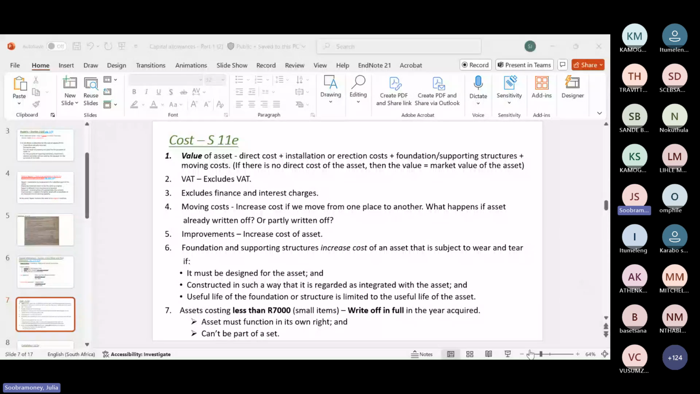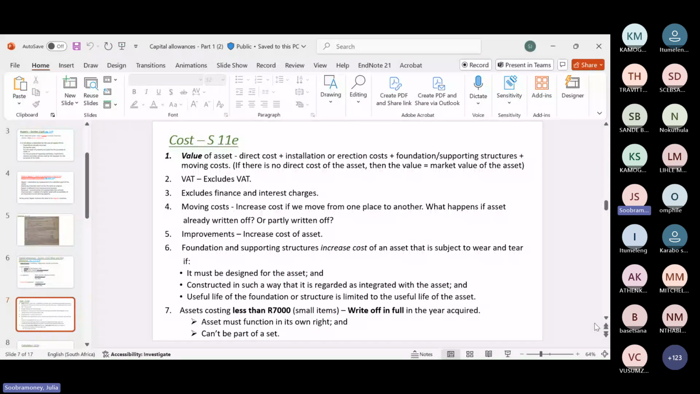So what happens if it's not part of a set? Let's say the boardroom desk cost 8,000 Rand. Everyone happy? It's not a small item. I can't get the deduction immediately, right? I'll have to write it off. But each chair maybe cost me 1,000 Rand. Then each chair you'll write off 1,000 immediately as soon as you bring it into use. Okay, so this is a nice section for small items. Always look out for it. It's always tested.